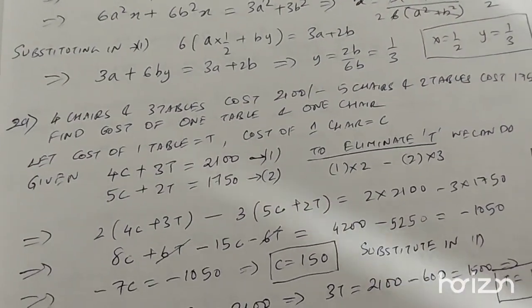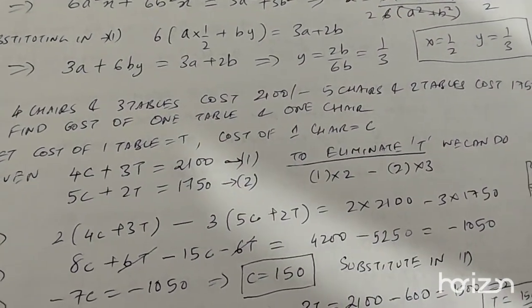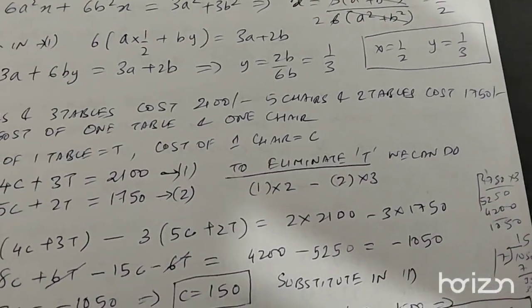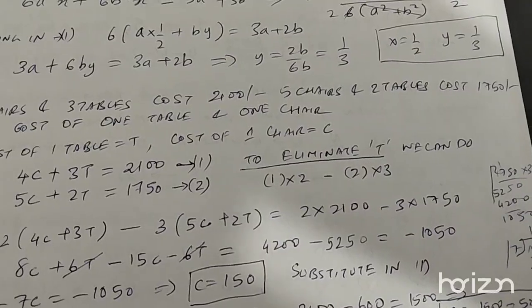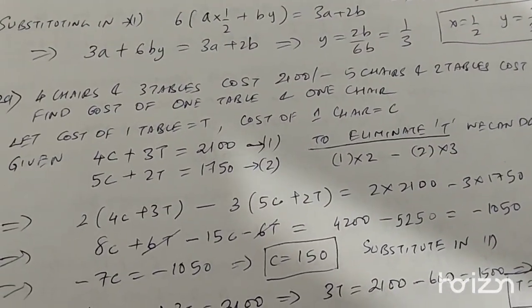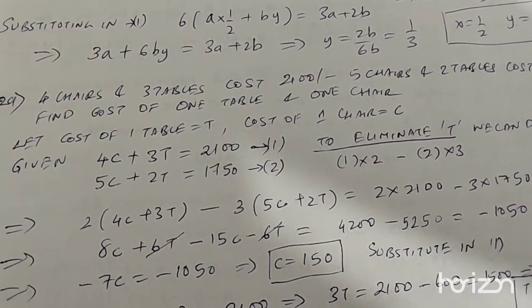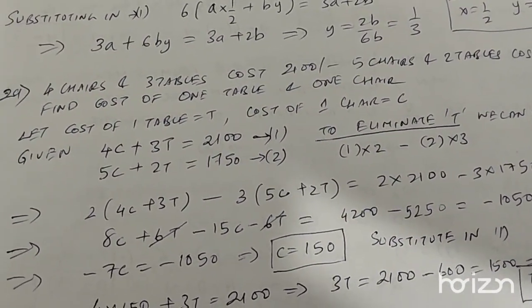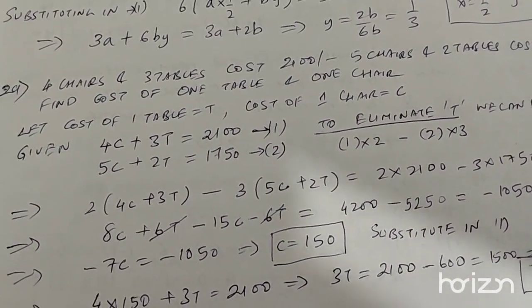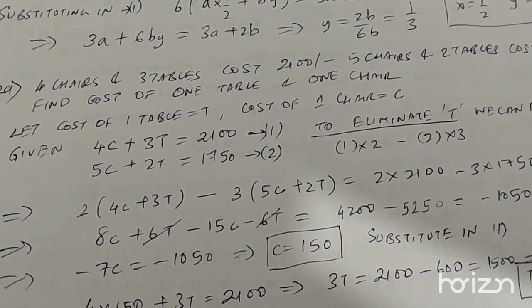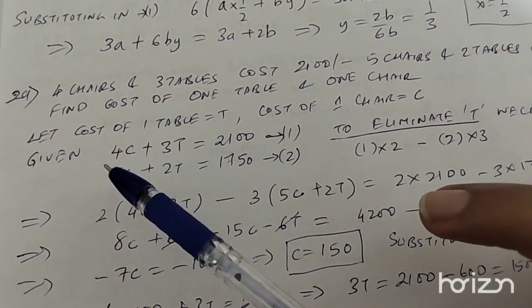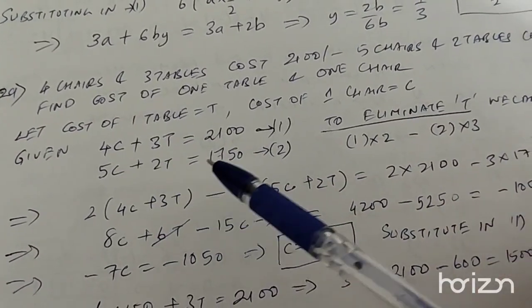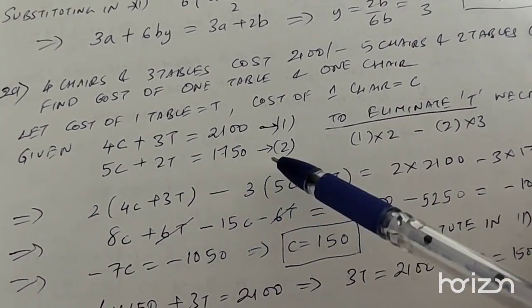Okay, next question. 4 chairs and 3 tables cost 2100 rupees. 5 chairs and 2 tables cost 1750 rupees. Find the cost of 1 table and 1 chair. Let the cost of 1 table be T, and the cost of 1 chair be C. They are saying 4 chairs and 3 tables cost 2100 rupees, so 4C + 3T = 2100. Similarly, 5C + 2T = 1750 rupees.